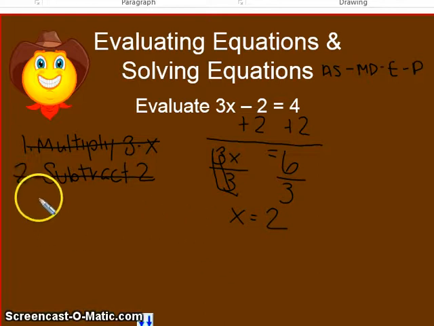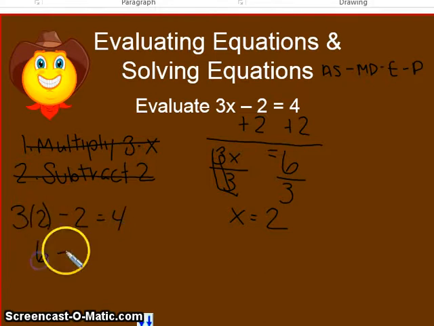I can check and make sure it's correct by plugging it in to the original equation for the variable. So 3 times x, which I said was 2, minus 2 equals 4. 3 times 2 is 6. 6 minus 2 is 4, so now I have a true statement, 4 equals 4. So my solution for this equation is x equals 2.